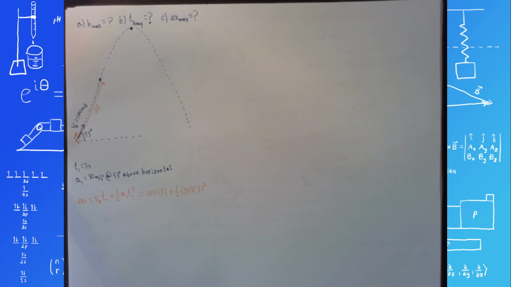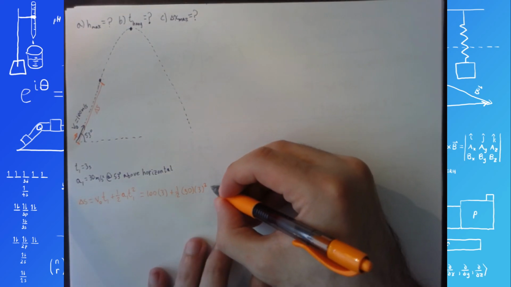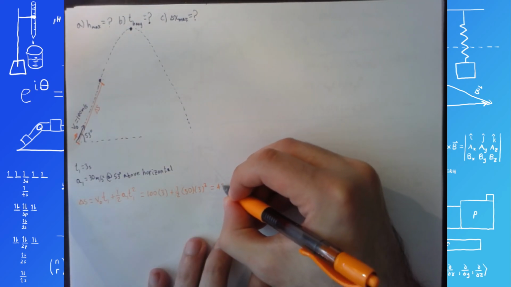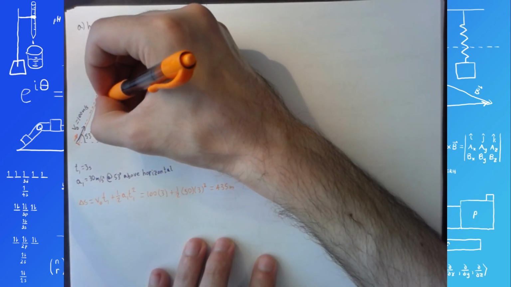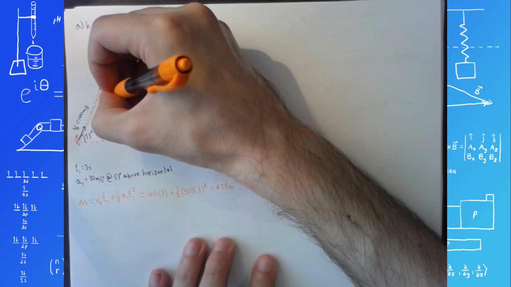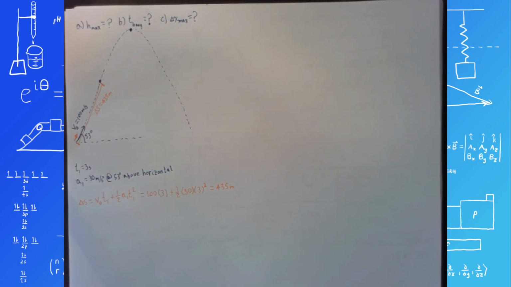Okay, so we have 300 plus 1/2 of 30 is 15 times 9. That's 435 on the dot. 435 meters. So this is 435 meters at an angle of course, 53 degrees above horizontal. Nothing too surprising there, I would imagine.